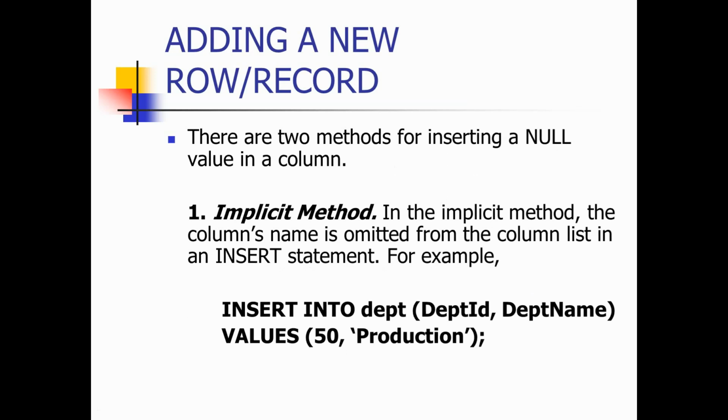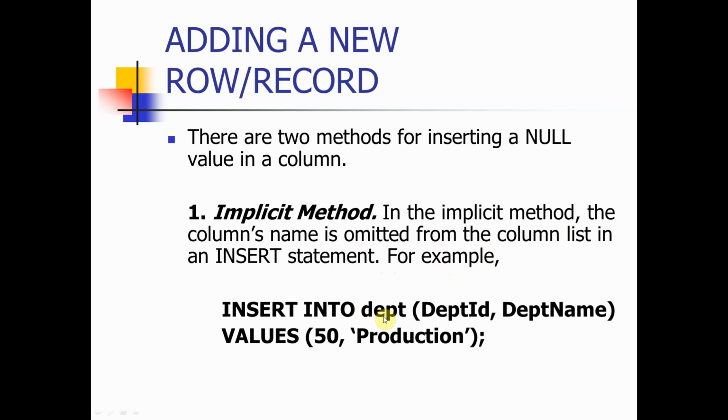So there are two methods to insert a null value. Sometimes we may have null values, so how do we put a null value? There are two different ways. The first way is the implicit method. The second way is the direct method. For the implicit method, let's take a look at this code. In the implicit method, the column name is omitted from the column list in the insert statement.